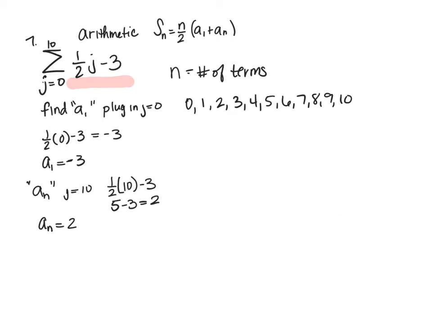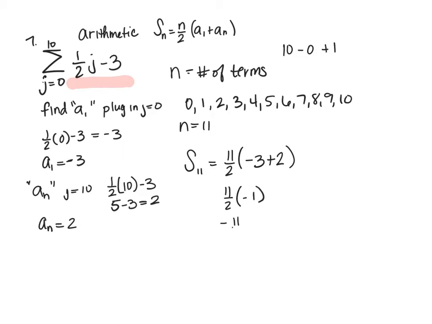Now a quick way to do that without actually writing it all out is 10 minus 0 plus 1. And that gives you the number of terms. So the n in this case is 11. So the sum of the 11 terms is 11 divided by 2 times a1, which is negative 3, plus an, which was 2. And so that is 11 over 2 times negative 1. So negative 11 halves is the sum of 11 terms.